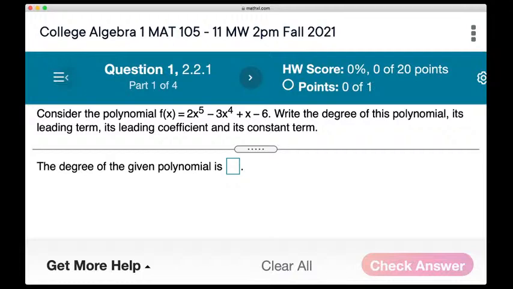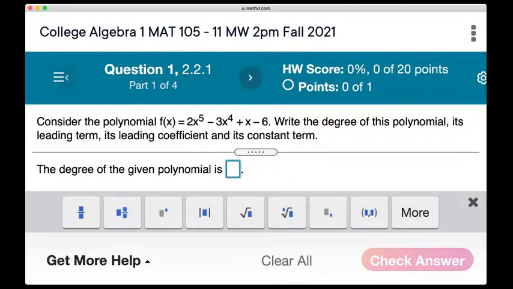If we have this polynomial, we're asked to write the degree of the polynomial, the leading term, the leading coefficient, and the constant term. The degree of a polynomial is the highest exponent on any term. So the degree in this case is going to be 5.